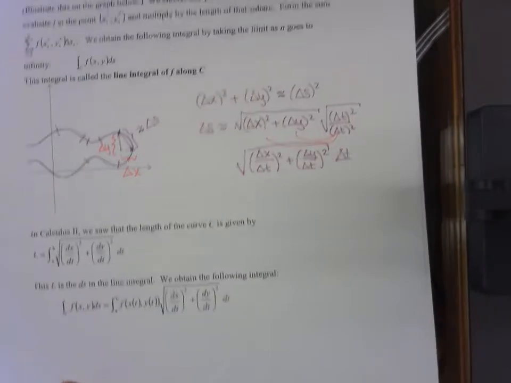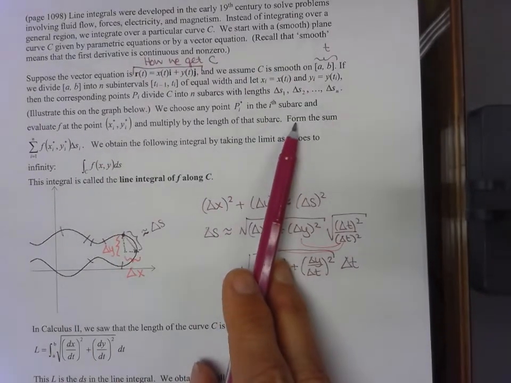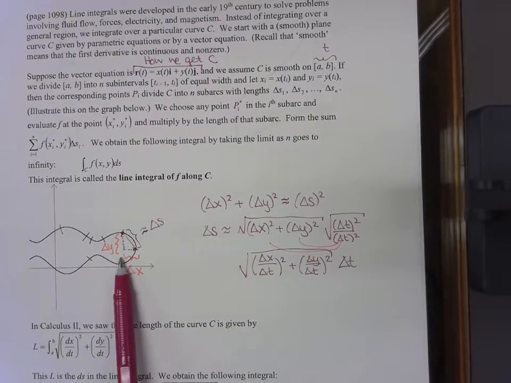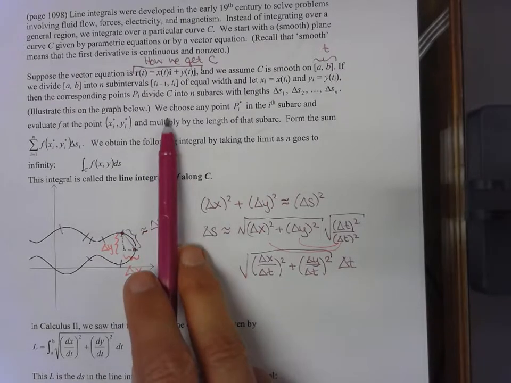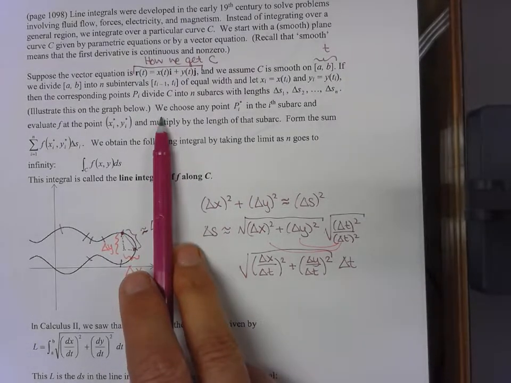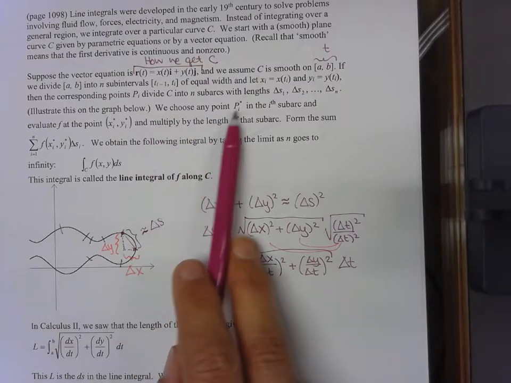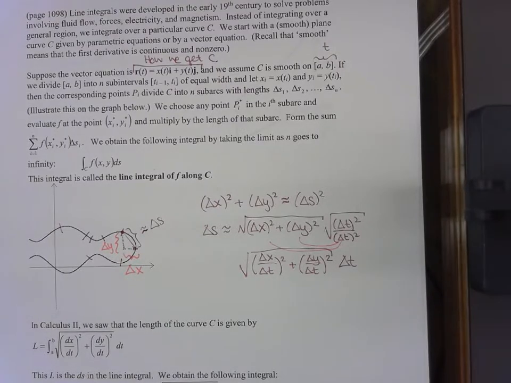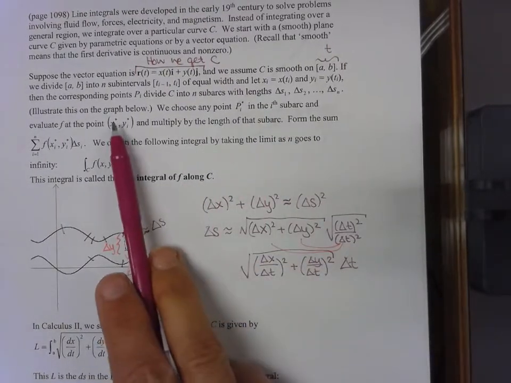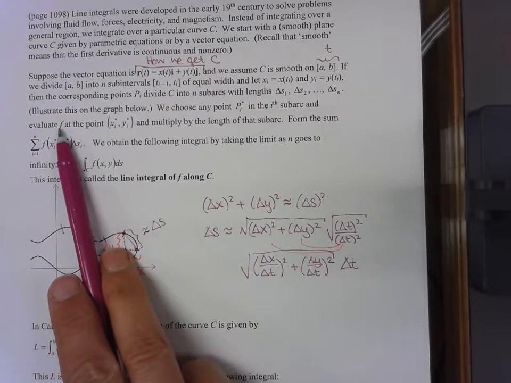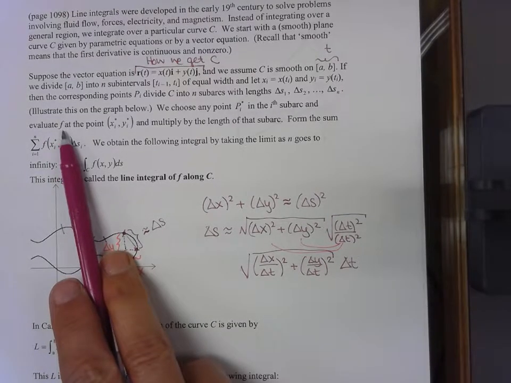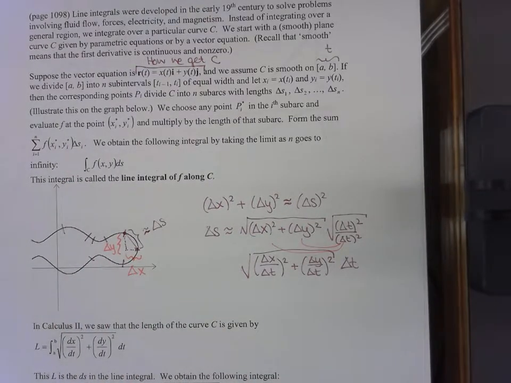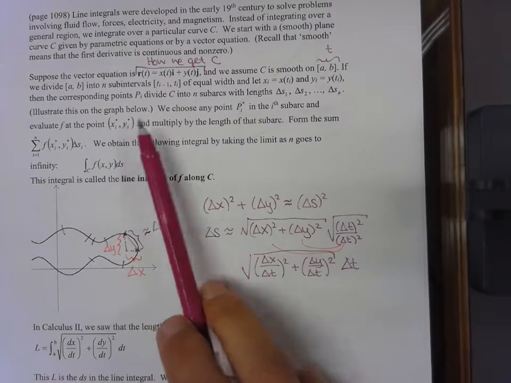Okay, so here I said I took a break to talk about how to get the delta S, but then to evaluate what we are calling the line integral, it says we choose any point in the subarc. You could choose either of the endpoints or the midpoint. You could really pick any point you want, and then evaluate that function that we're given. So we're going to be given a function of 2 variables. We want to evaluate it at either the endpoints or the midpoint or whatever, and then multiply by the length.